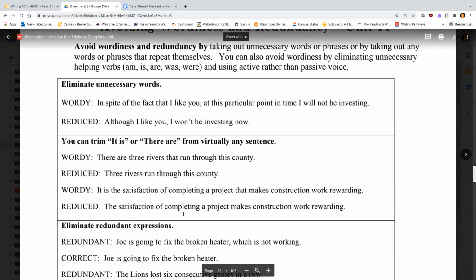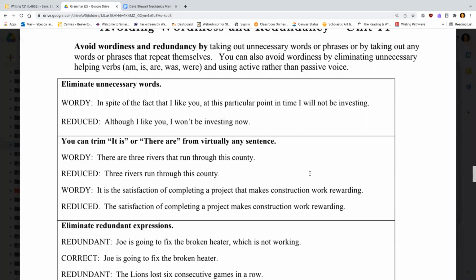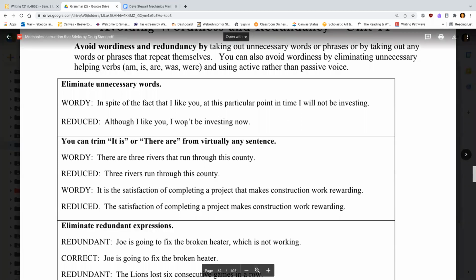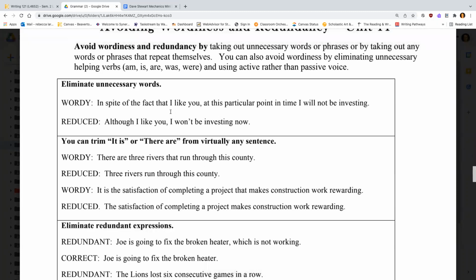So instead of saying something like, in spite of the fact that I like you, at this particular point in time, I will not be investing. You could just say, although I like you, I won't be investing right now. Right? So we take this, I will not be, all of here to I won't be. We don't need this constant phrasing.